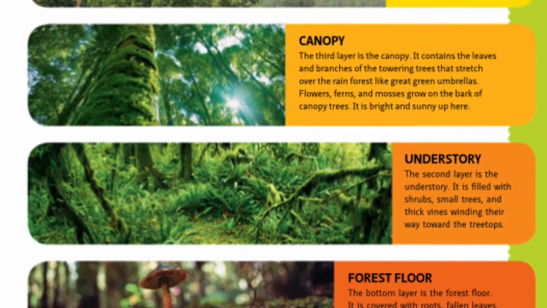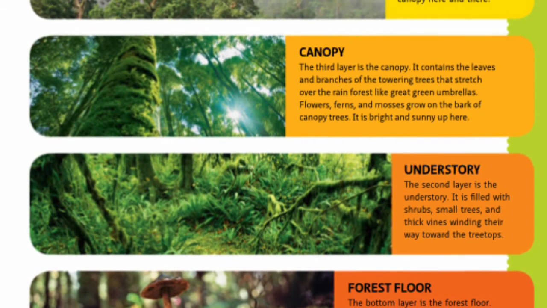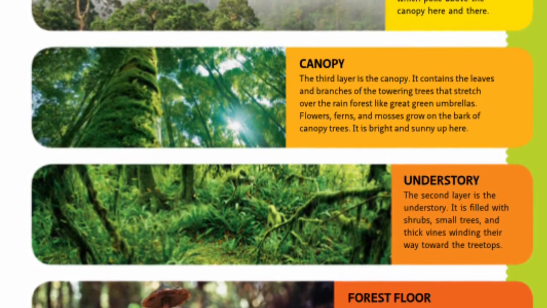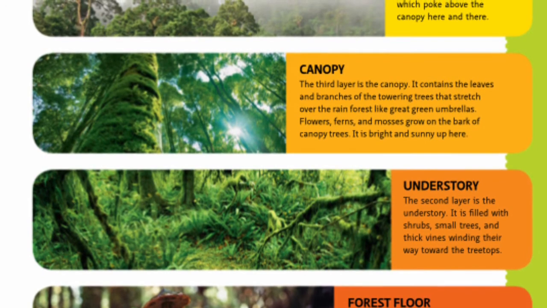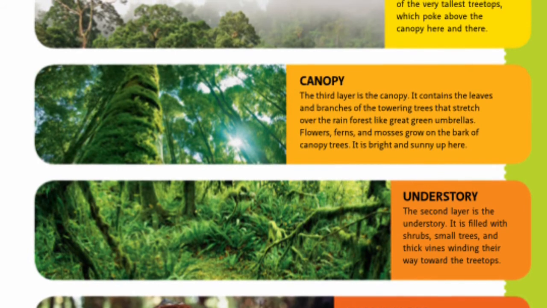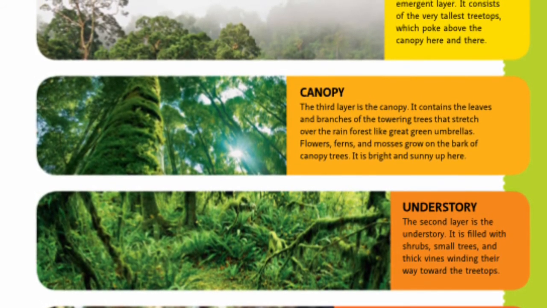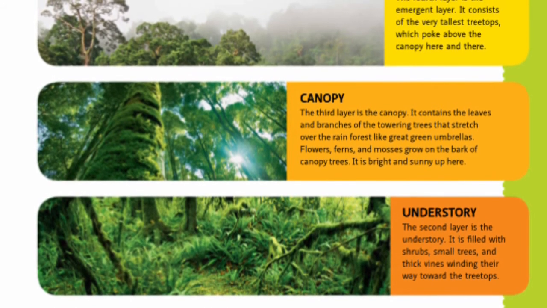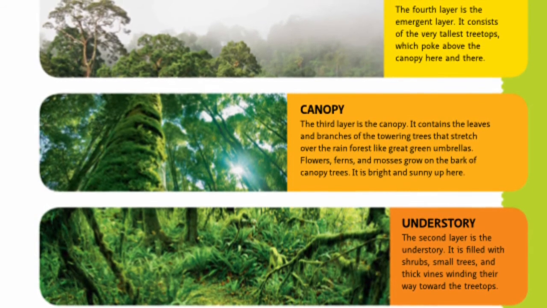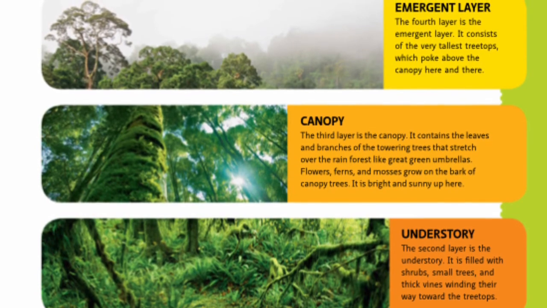The third layer is the canopy. It contains the leaves and branches of the towering trees that stretch over the rainforest like great green umbrellas. Flowers, ferns and mosses grow on the bark of the canopy trees. It is bright and sunny up here. The fourth layer is the emergent layer. It consists of the very tallest treetops which poke above the canopy here and there.